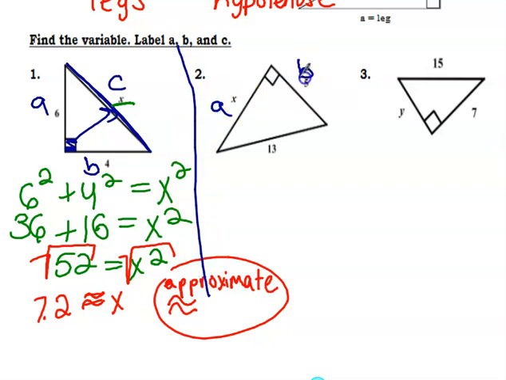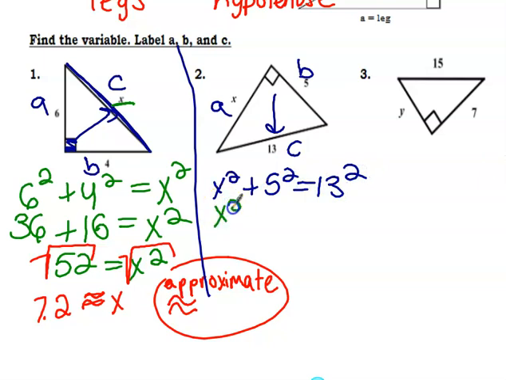So A, B, and C across the way. So I have x squared plus 5 squared equals 13 squared. So x squared, bring it down. 5 squared, 5 times 5 is 25. 13 squared is 169. Well, how do I get x squared by itself?